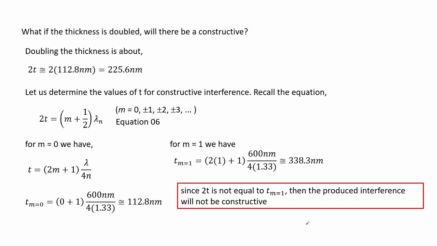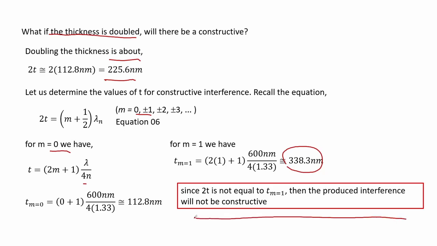In this case we determine if there will be constructive interference if the thickness of the soap bubble film is doubled. Doubling the thickness, we simply multiply it by 2. To determine if it has constructive interference, we determine the value of t for m equals 0 and 1. We see that m equals 0 is equivalent to the thickness t, and for m equals 1 the thickness using equation 6 is about 338.3 nanometers. Since 225 nanometers is not equal to the value of t for m equal to 0 or 1, there will not be constructive interference when doubling the thickness of the soap bubble film.